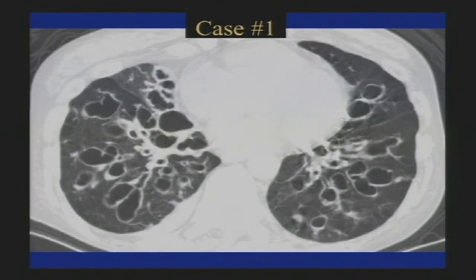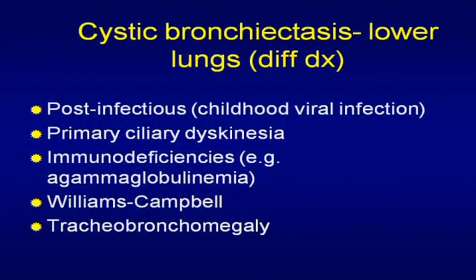And if it's lower lobe and symmetric, by far most common is post-infectious. Usually it's the childhood viral infection, adenovirus, that occurs, and then they get very bad airway scarring. Actually, their distal airways get scarred, and over time that prevents normal lung development, and the large airways become very abnormal.